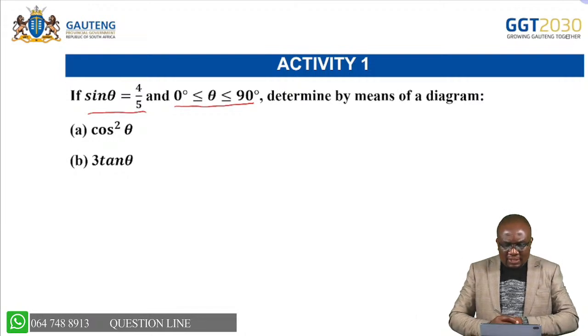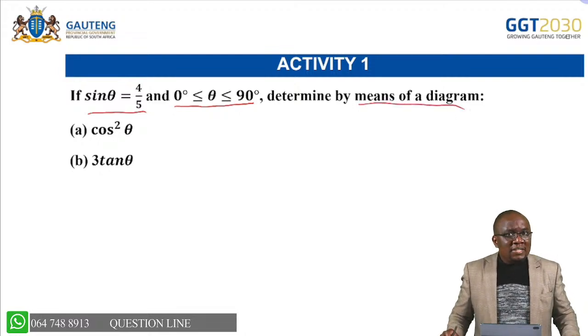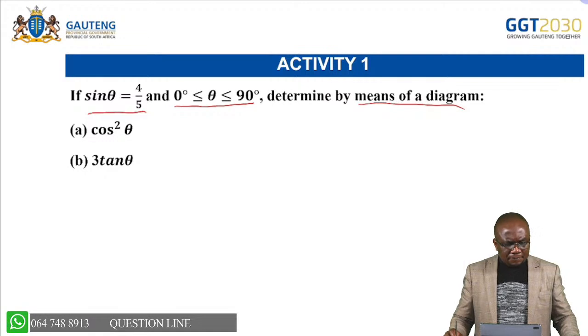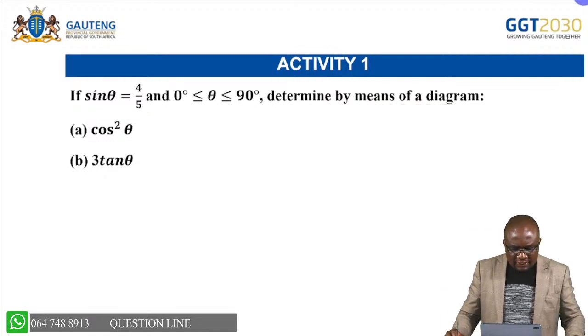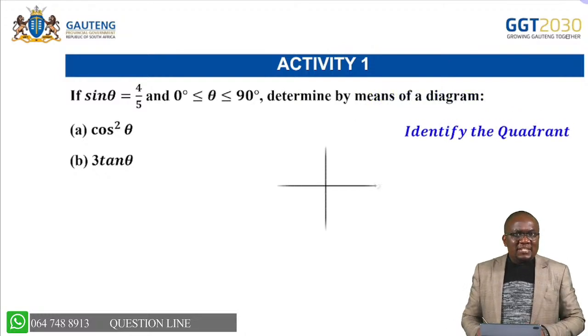Right, now, and then determined by means of a diagram. Do you see that? The diagram must be there, the correct one. You're getting a mark for that. So now, what will I do? Identify the quadrant. I've already done that.